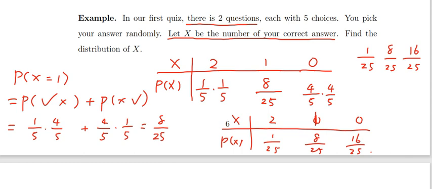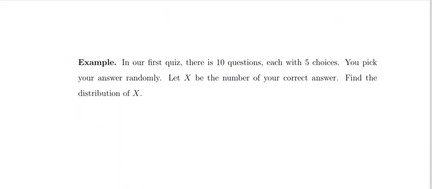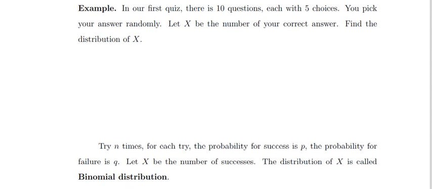Okay, so for a quiz with only 2 questions, that's usually too few. Usually there should be 10 questions or 20 questions. So let's say now we have 10 questions, each with 5 choices, A, B, C, D, E. Then we are talking about the same thing. Let x be the number of your correct answers. Find the distribution for x.